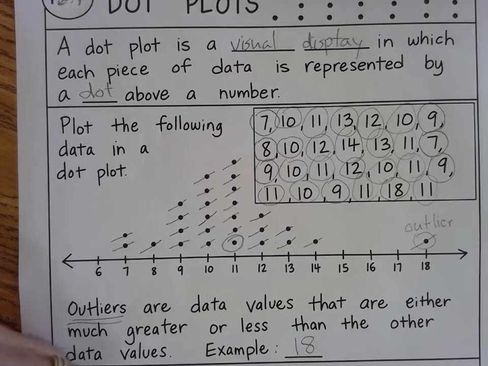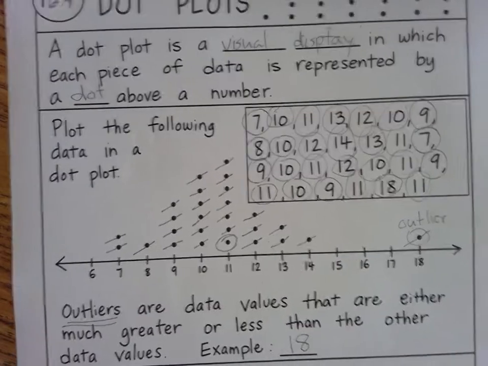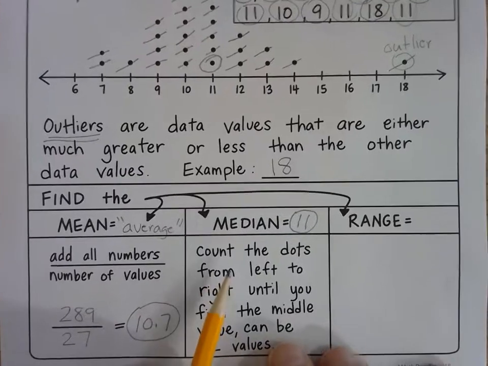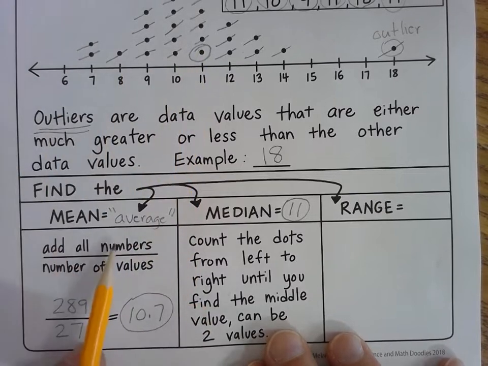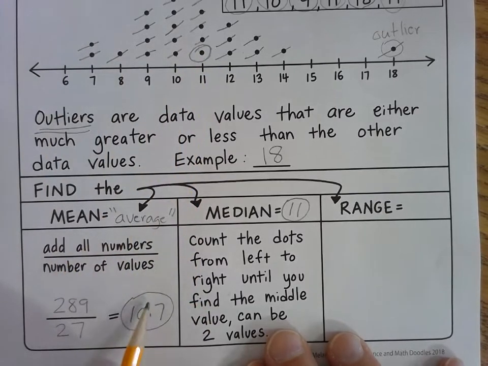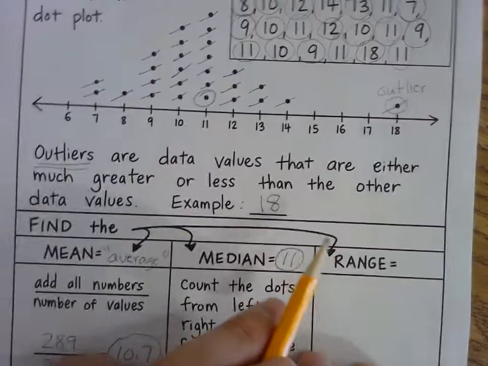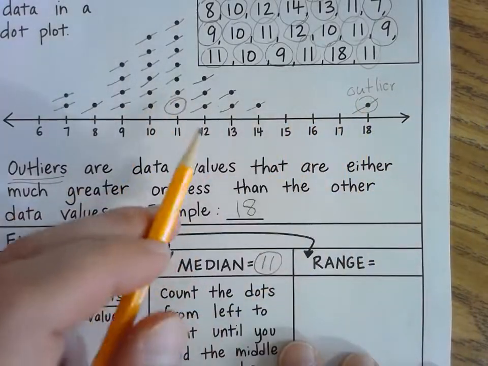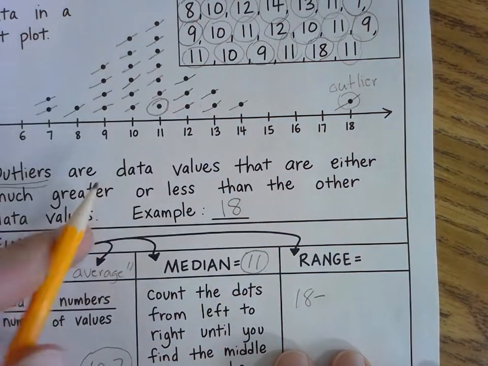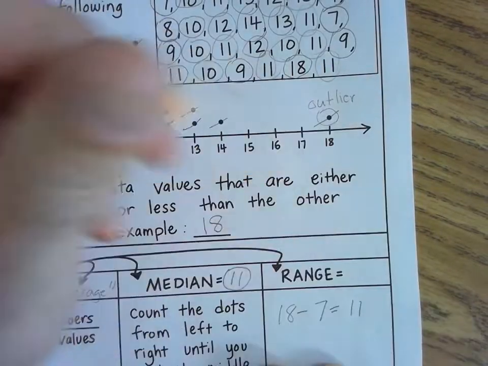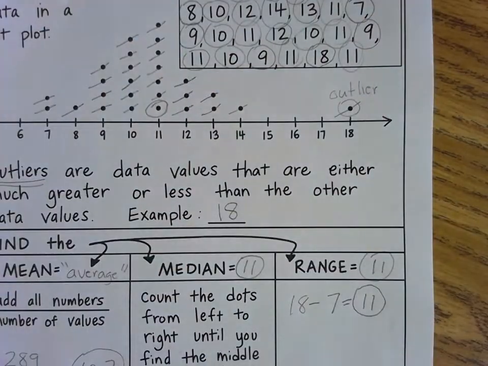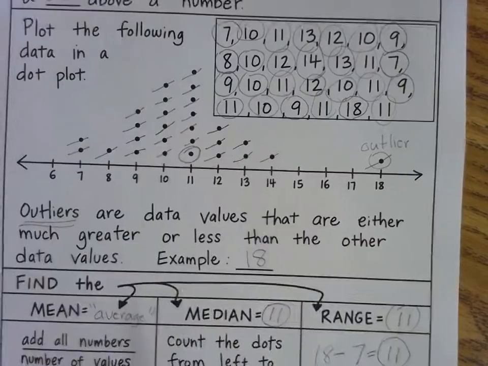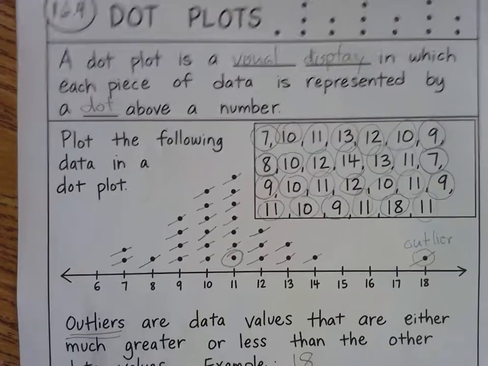And my mean is 10.7. I'm sorry, I wasn't moving the paper there. My median is 11. My middle value right here. My mean is the average, which is 10.7. And my range, remember for range, you take the greatest value, 18, minus my least value, 7. So my range is also 11. Okay? So my range is 11. All right. Now, that's pretty much all for dot plots. They're not very complicated.